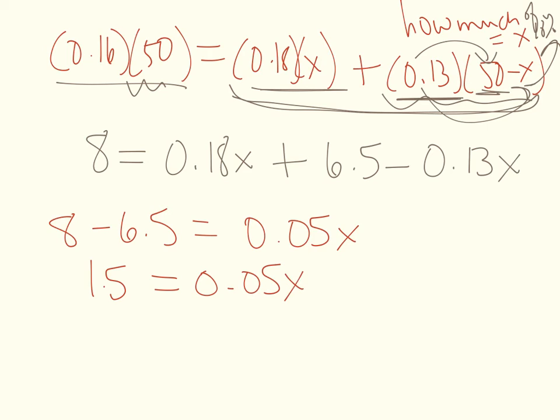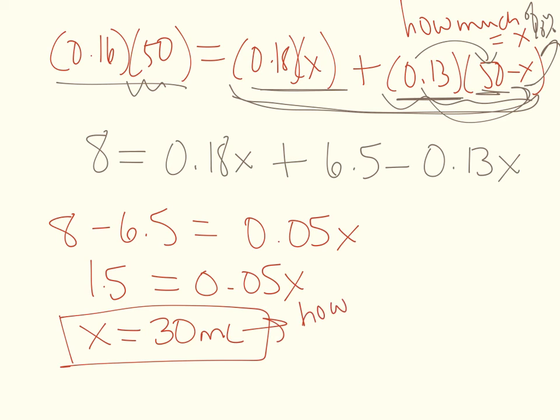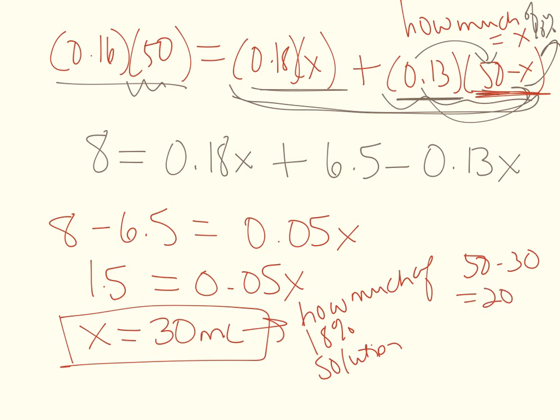0.05x. And then if we divide both sides by 0.05 to isolate for x, x is equal to 30 milliliters. But again, that 30 milliliters is how much of the 18% solution. Okay, so we're not done yet. It didn't ask just to solve for the 18%, right? It asked us to solve for, well, how much of both? And again, that's where that 50 minus x comes in. So basically 50 minus 30 will give you 20 mils of your 13% solution, your acid.